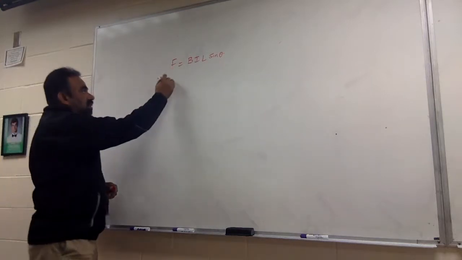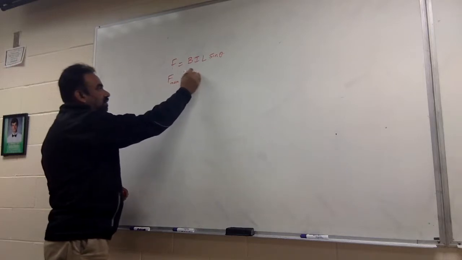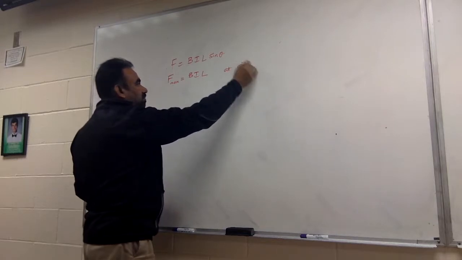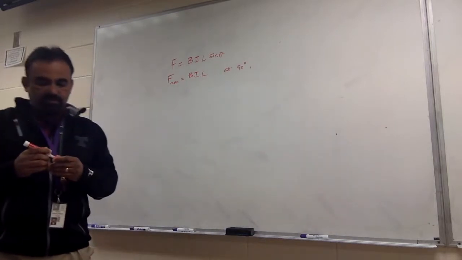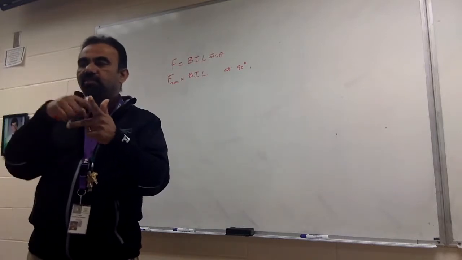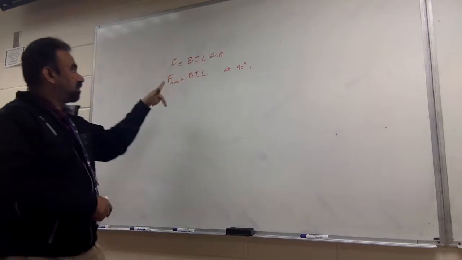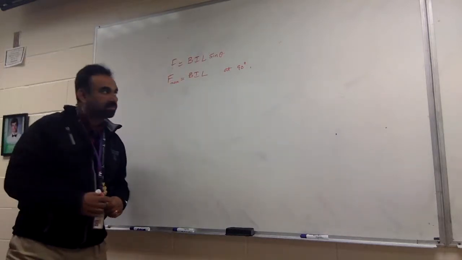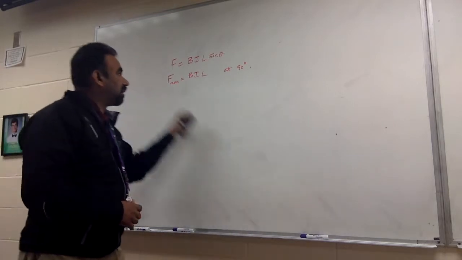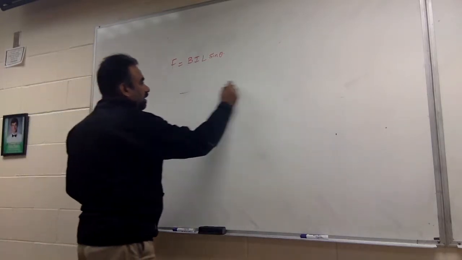So the maximum force is when you have a 90-degree angle. So when the current and magnetic field are at 90 degrees to each other, you can get the maximum force, which is this, BIL. Okay? Maximum force is BIL. Now, look at this conductor once again.